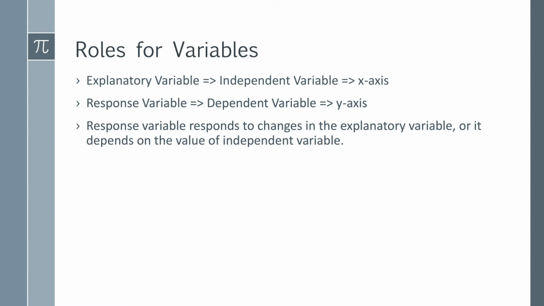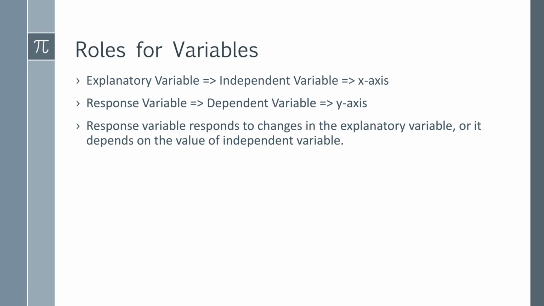So the explanatory variable, also known as the independent variable, is graphed on the x-axis. The response variable, which is also known as the dependent variable, is graphed on the y-axis. So the response variable responds to changes in the explanatory variable, or you could say it depends on the value of the independent variable.